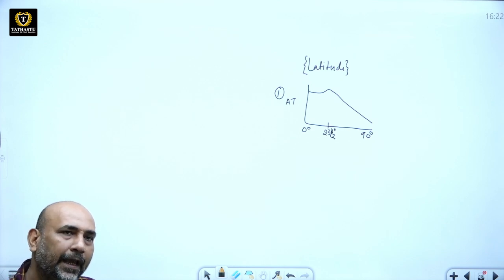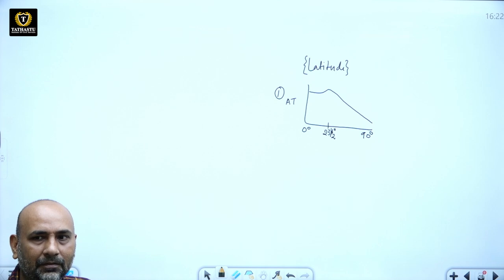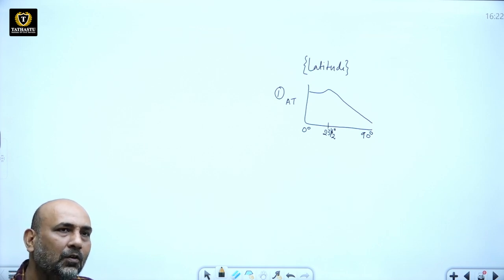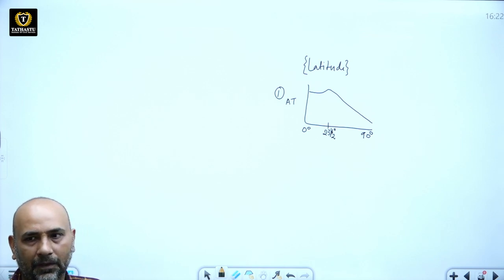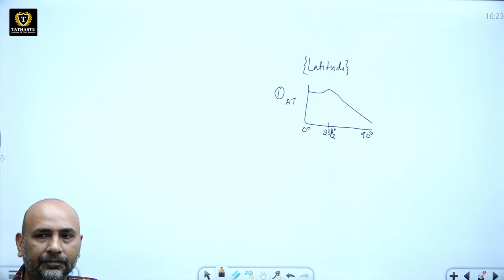The rule is annual temperature declines from low latitudes to high latitudes. But the exception is, within the low latitudes, annual temperature is not highest at equator. In equatorial region, it is highest at tropics. Next point.